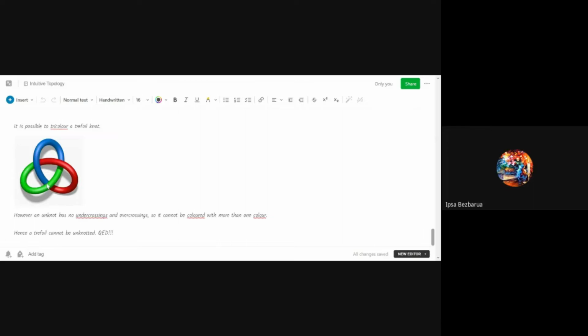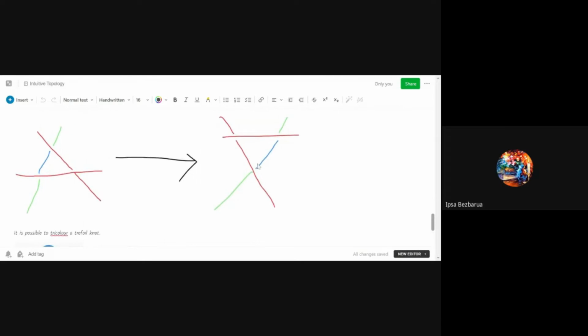Then I have this one. It starts from an undercrossing. I move over a part of another strand and I come back and reach an undercrossing, and that's the second strand. I completed moving on the second strand. And the third strand goes from this undercrossing and ends here. That's a strand.